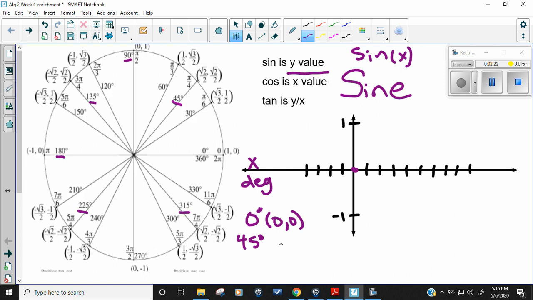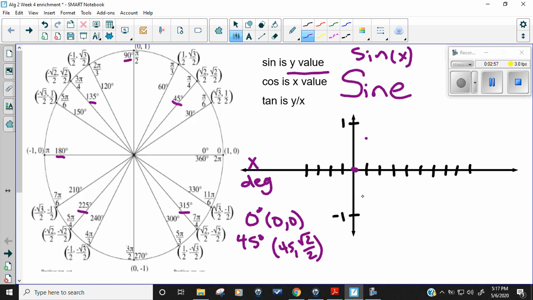So 0, 0 is the point. So this point would be 45 degrees. And then your y is square root of 2 over 2. Now, if you use the calculator, square root of 2 over 2 is about 0.71. So this is 45 degrees, our next point. And 0.71, I mean, half is about right there. Nope, that's too far. 0.71 would be about right here. So there's half, so it'll be about right there.